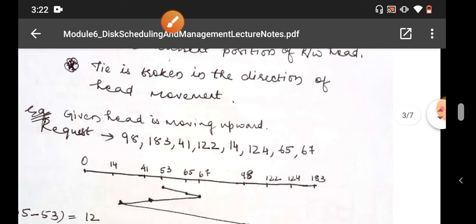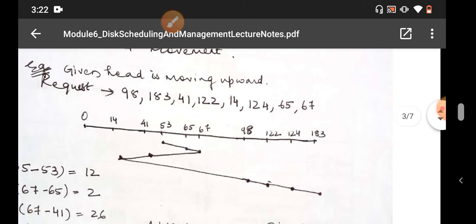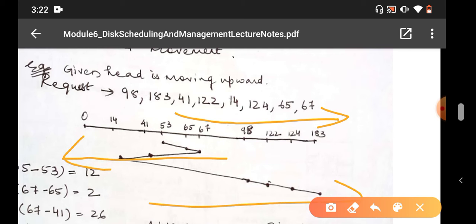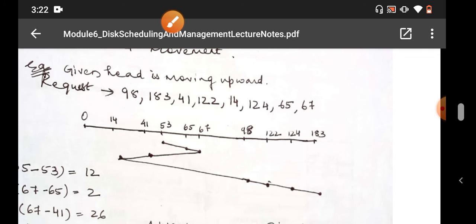So that's one thing, and the same example is given over here. The current location of the head is 53, so whichever is the shortest, the head moves there first, then again moves to the next, and then the next. In this way, first these locations are served, then later 41, 14, and then 98, 122, 124 and so on.